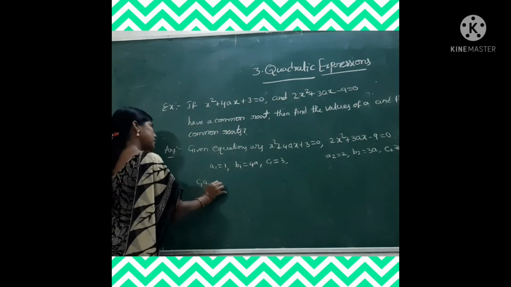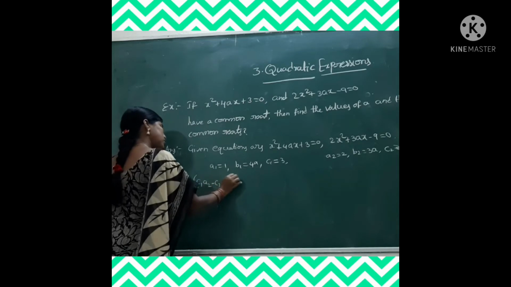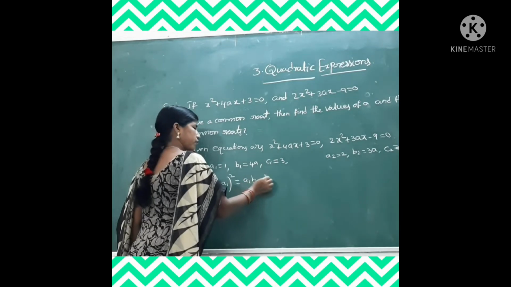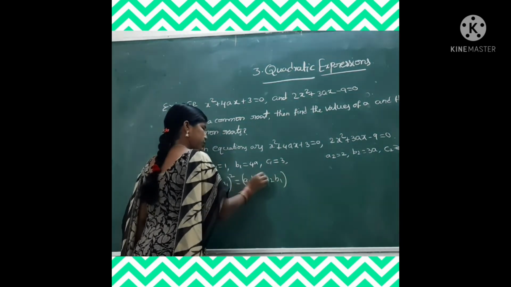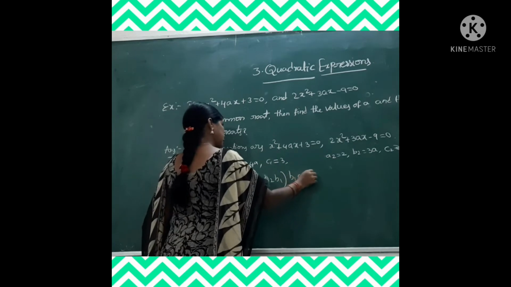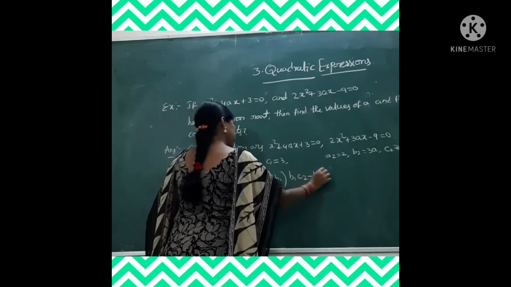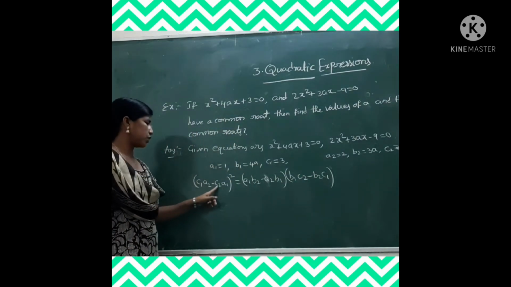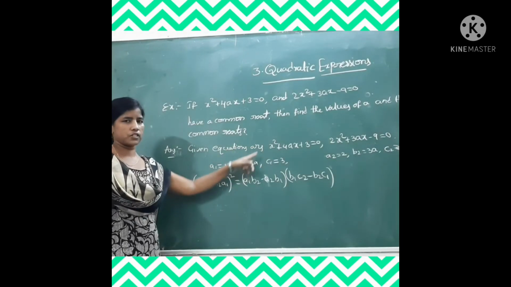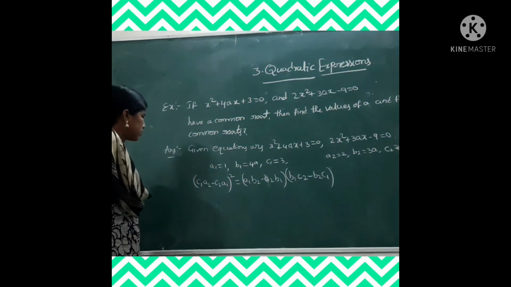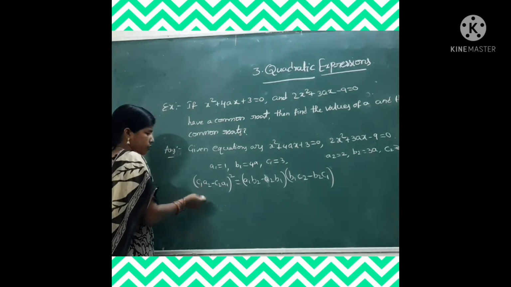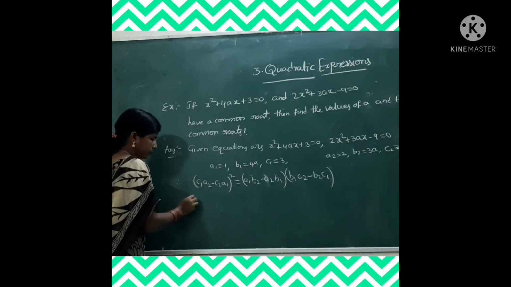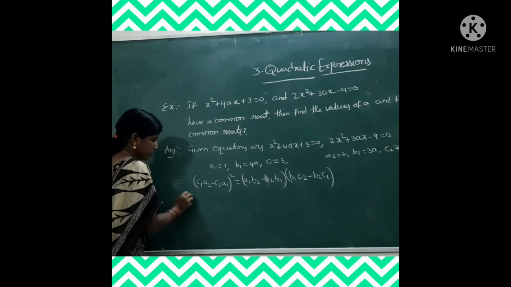Okay, what is the common root formula? (c1a2 minus c2a1) whole square is equal to (a1b2 minus a2b1) into (b1c2 minus b2c1). Here we already know c1, a2, a1, c2 from the given equations. Now we substitute these values in this formula.